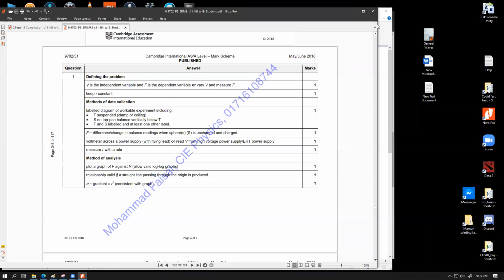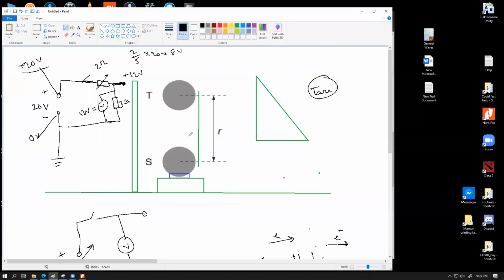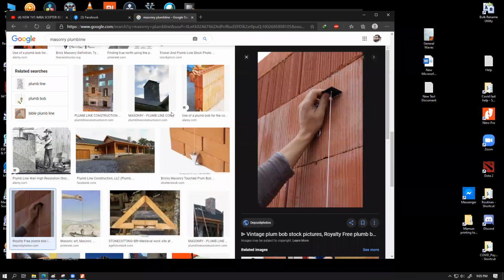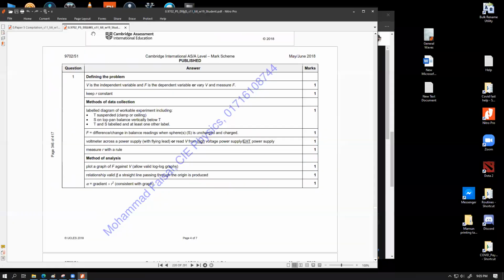So at least one other label means that you have to pretty much draw the same thing, and then you have to label at least another thing. For example, the meter rule, stand, clamp, or if you will have stand clamps supporting this thing as well. You can label a set square, you can label the top pan balance, this rectangle, you can label this seating mechanism or hollow cylinder. That also works to make sure that it doesn't roll over the top pan balance. Okay, so you have to have both of those labels and also at least one other label to make sure that's okay.